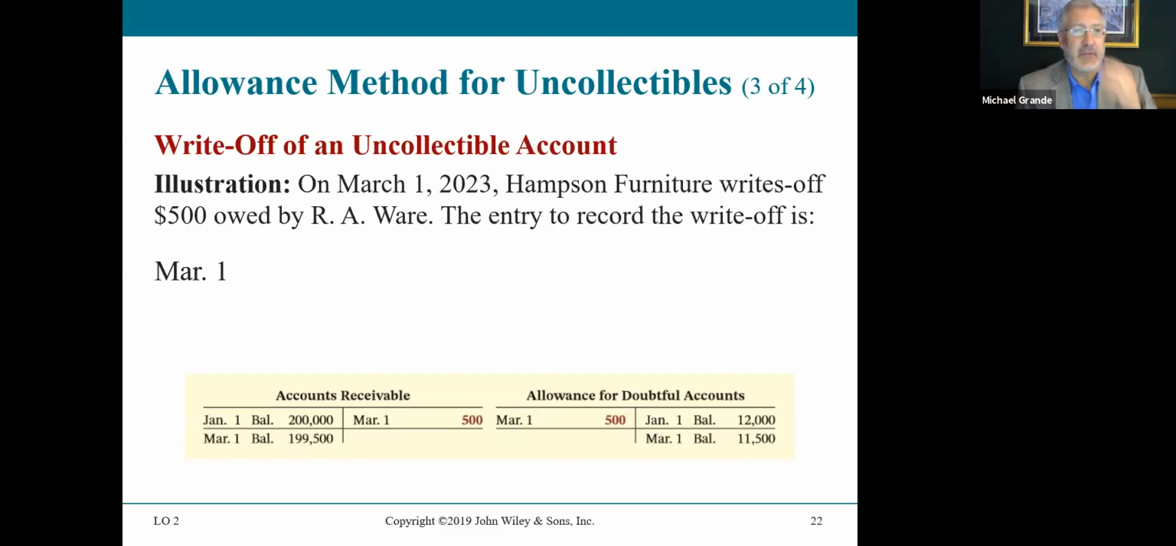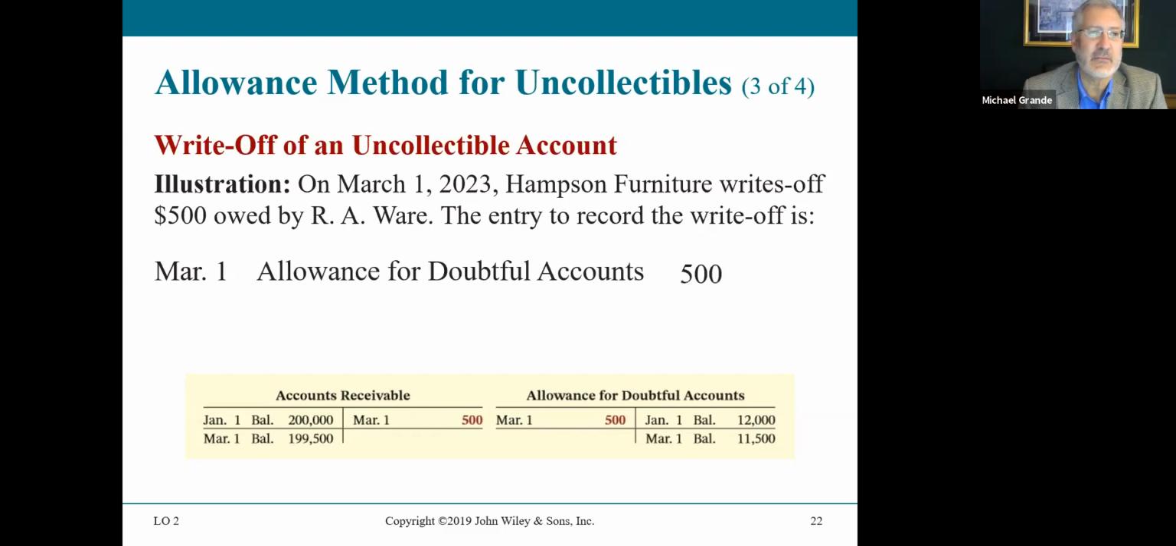Write-off of the uncollectible account. On March 1, 2023, Hampson Furniture writes off $500 owed by R.A. Ware. The entry to record the write-off is as follows. We took the bad debt expense in the previous accounting period, 2022. Here's where we ultimately determine that a particular receivable is uncollectible. We're going to write off that receivable now.